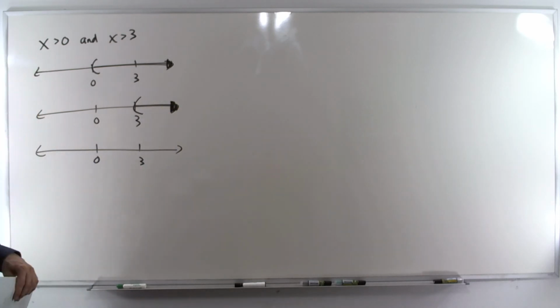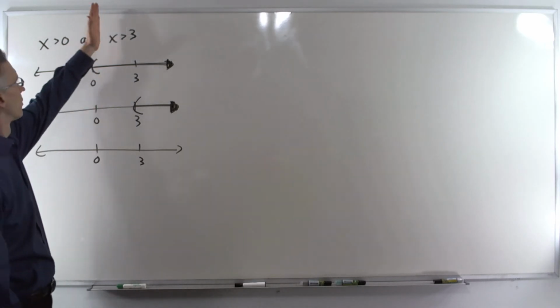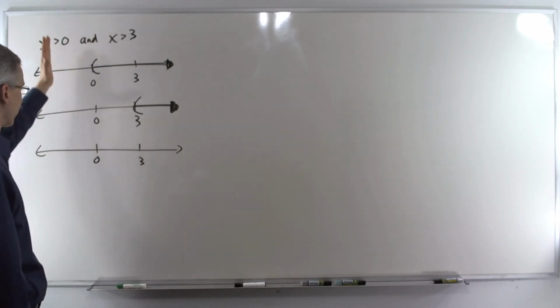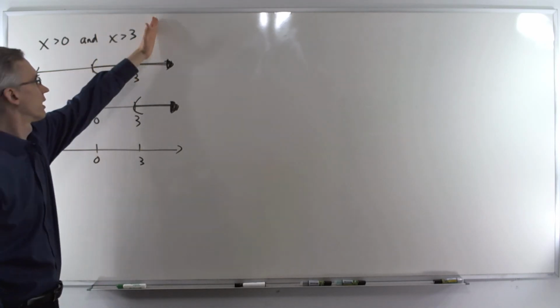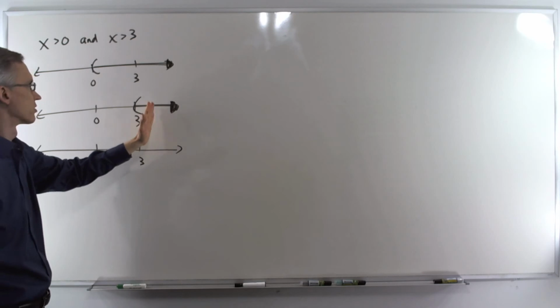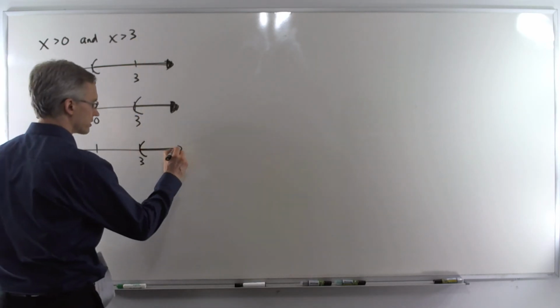All right, now we want the intersection. The intersection is the overlap. So here, we have no graphs, so definitely not here. Here, we just have one graph, missing this one. Here, we have both graphs. So when you hit both graphs, that's where you shade. It starts at 3, goes this way.